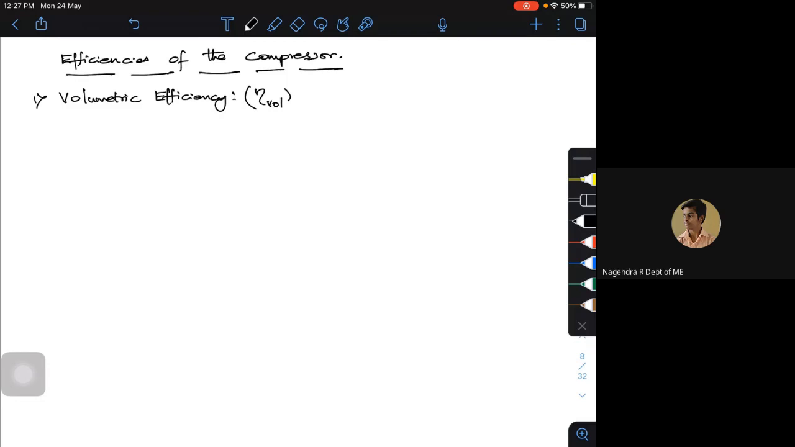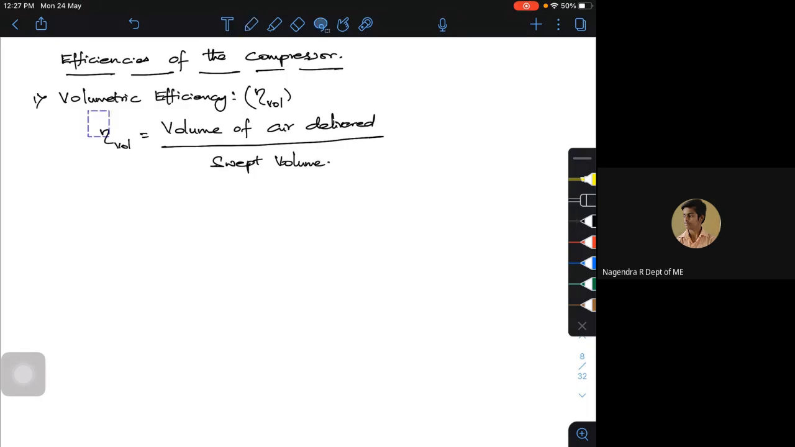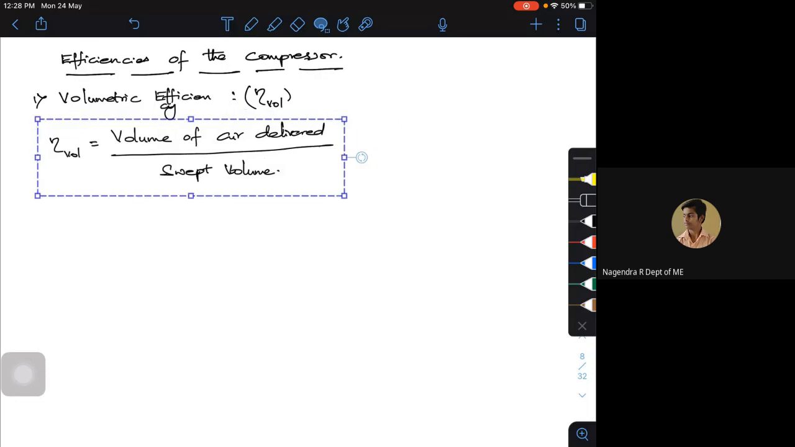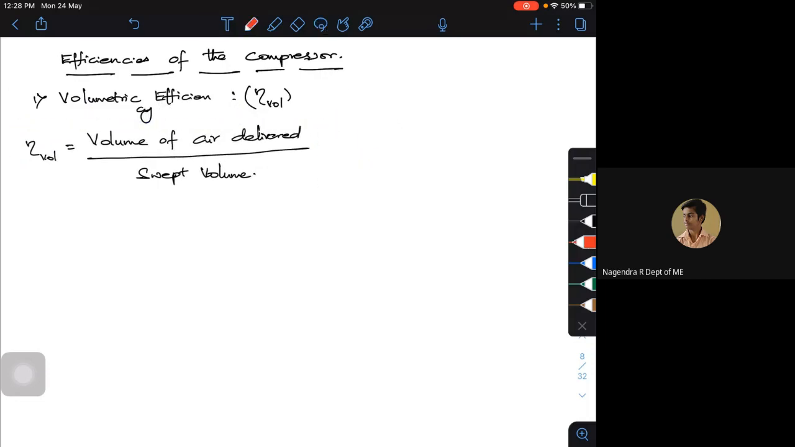So this is the ratio of volume of the air delivered to the swept volume. Okay, let's try to write a PV diagram, then we'll try to understand this. So go back and we'll write the PV diagram. Swept volume is nothing but the stroke volume, same thing.